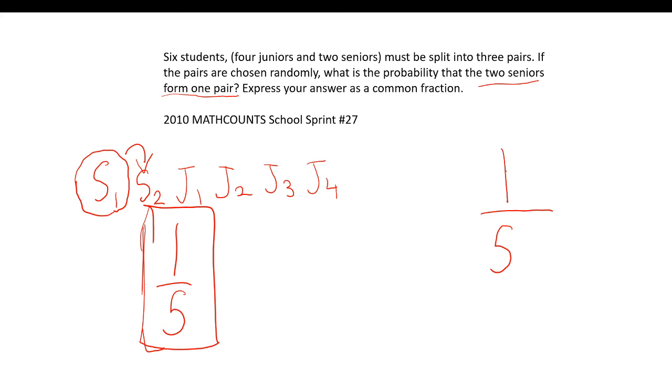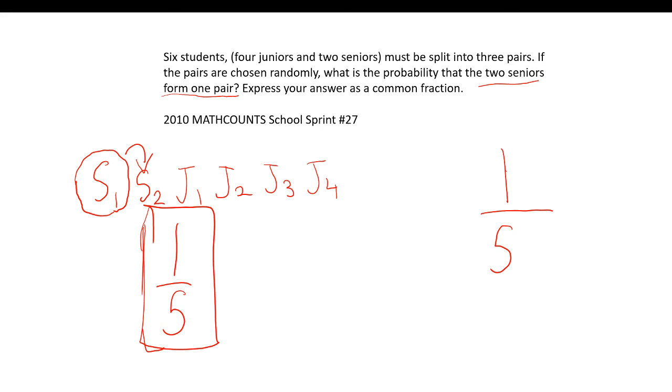This is the amount of work we have to do. This is literally all we have to do. Just think about how we can form one of these pairs without even thinking about the other juniors. We don't care about the juniors. So it's 1/5 total probability.